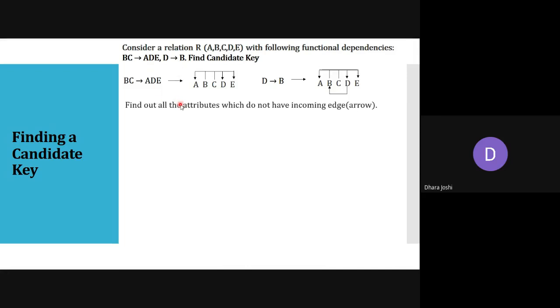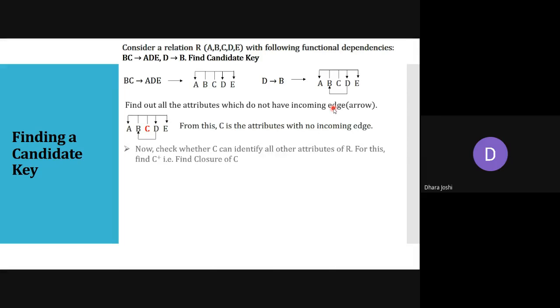So now we have to identify which attribute or which set of attributes do not have any incoming arrow. So A is having an incoming arrow, B is having an incoming arrow, D and E as well. So only attribute C here does not have any incoming edge. So we have pointed out that attribute C. From this, C is the attribute with no incoming edges. So now check the closure set of C plus.